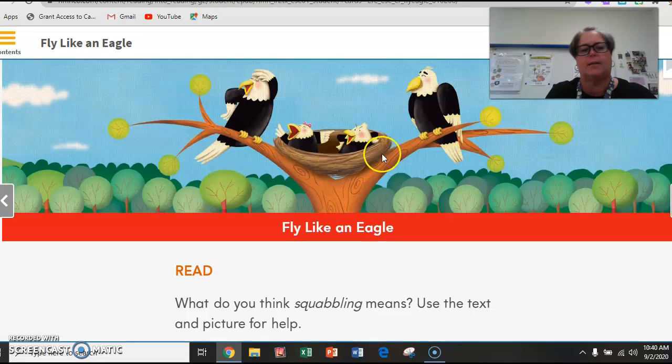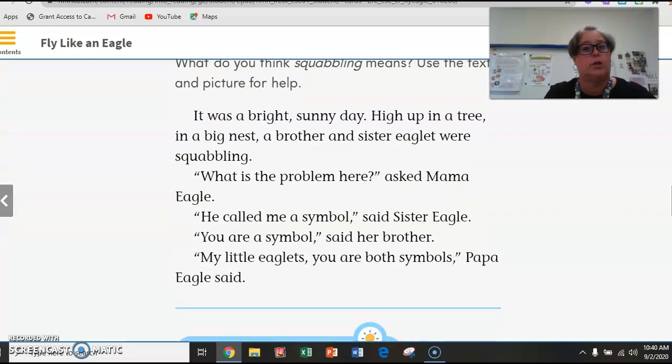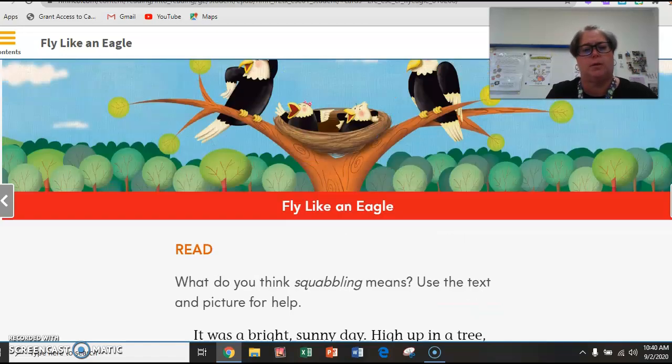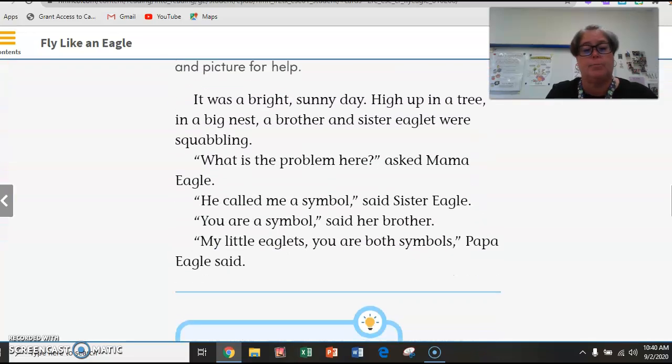What does it look like those two are doing to help me figure out what squabbling means? What do you guys think squabbling means? I think in this story, maybe it means arguing or like fighting with each other. Looks like they might be having an argument. And then we keep reading, and Mom says, what is the problem here? So it sounds like from using the text evidence that they must have been having an argument.